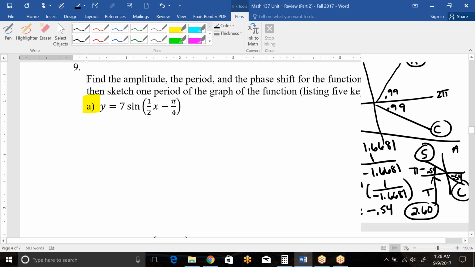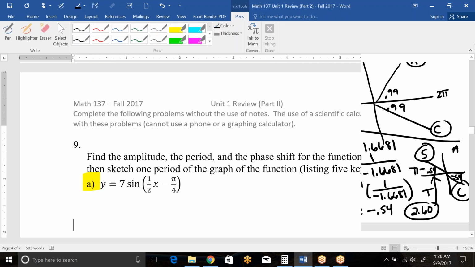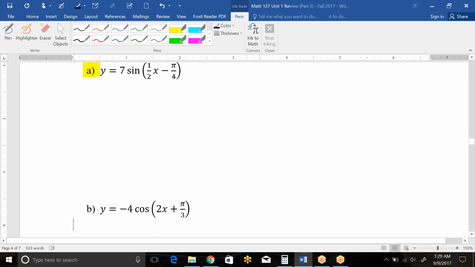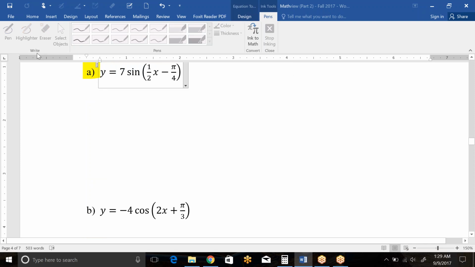All right, and that leads us into our last question on the review. Sorry, this is a long-winded video, but I wanted to make sure you saw each example possibility worked out. So these last two are graphing the transformations of the trig functions, sine and cosine. We're figuring out the amplitude, the period, the phase shift. There are no vertical shifts in these, and then we're graphing one period of the graph, listing the 5 key points.